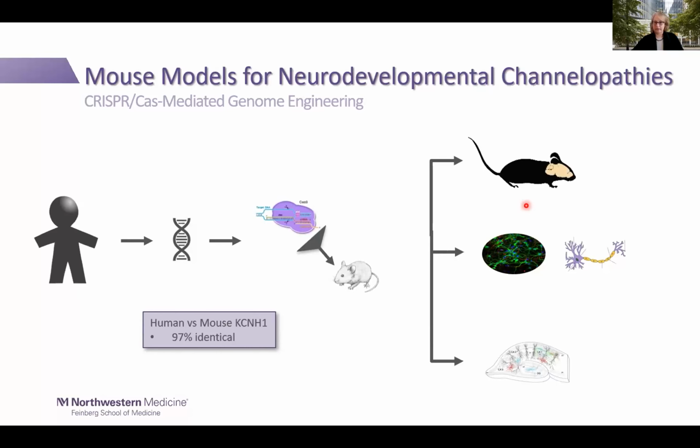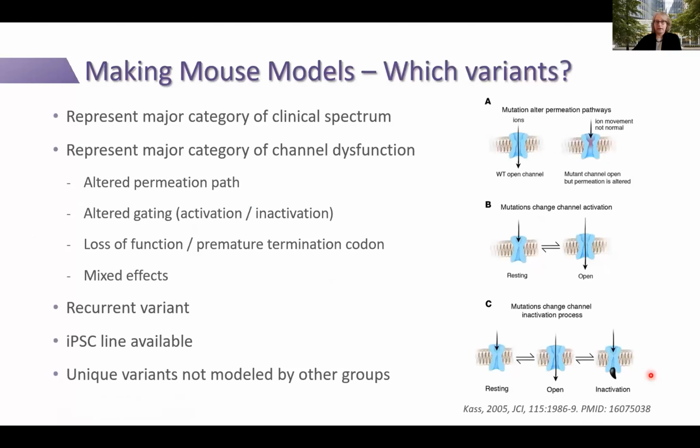And then, as I said, we can study the brain, we can study neurons, we can study the whole animal, and we can also take neurons out. We can study those neurons in a slice that lets us study circuits. So it's a versatile system. So one of the things that we have to do is we have to pick which variants to study. We can't make all of the variants because it's an expensive and lengthy process.